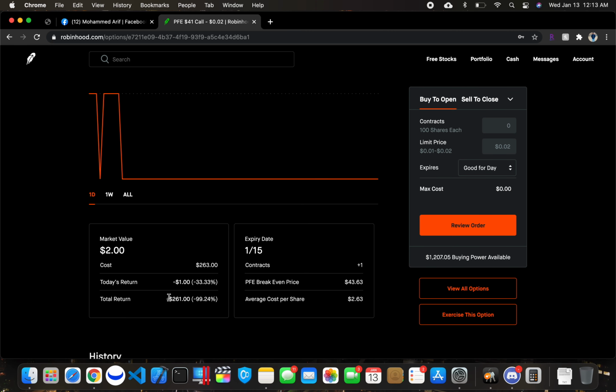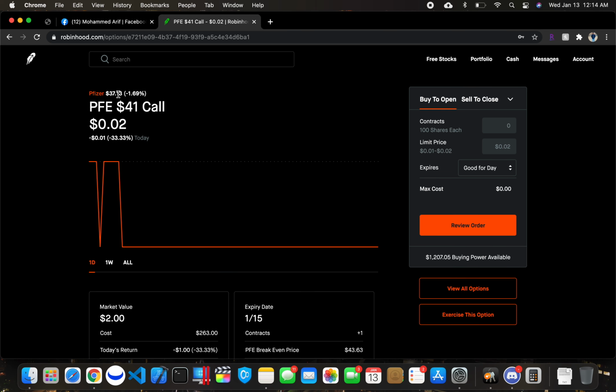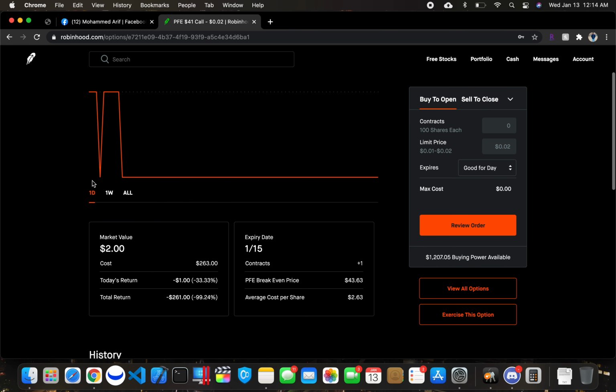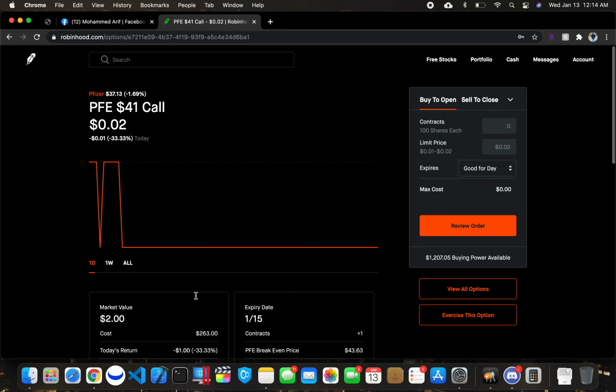I bought it and I lost all of my money. I put in $263 and the stock crashed down to $37.13 instead of going up. So I lost my money there, and you can see here I paid $263 and I lost $261. My current value is $2, which is 261 plus $2 is 263. So what you put in is what you lose if the stock goes down. If it goes up, you have unlimited potential to make money. And this is how the options call works.